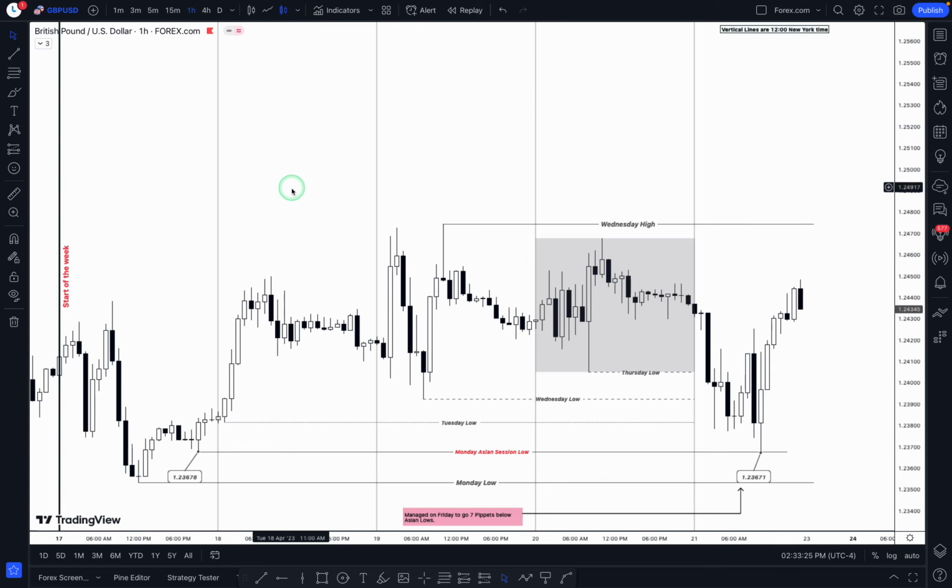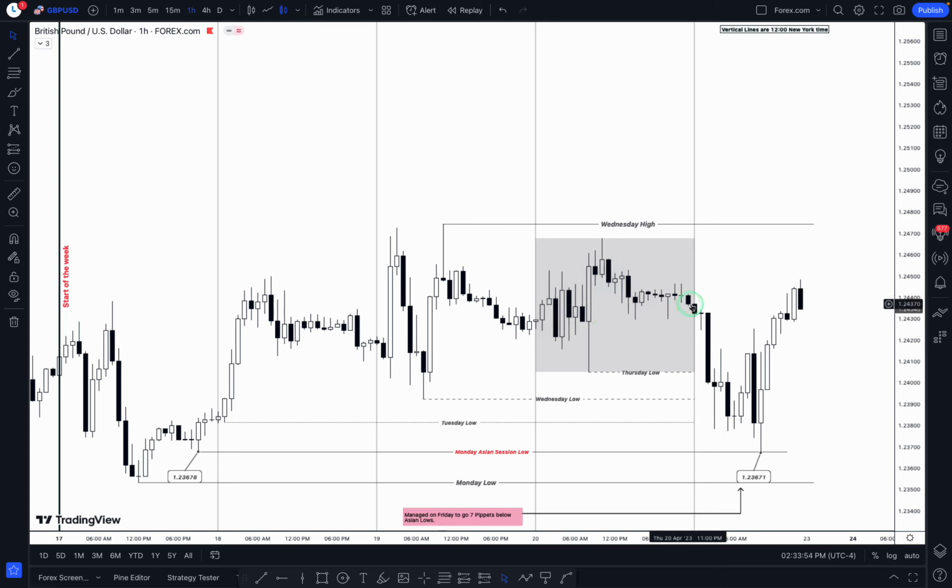The 1 hour time frame. This bold line delineates the start of the week, and the vertical lines show the separation of days from 12 o'clock New York time to the next day 12 o'clock New York time. Price has traded in the range of Wednesday high and Wednesday low during Thursday, and this is demonstrated by this gray area.